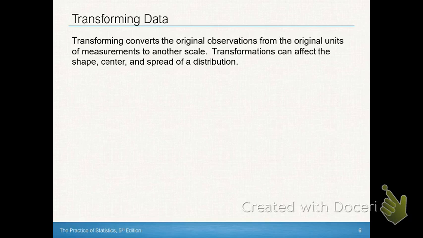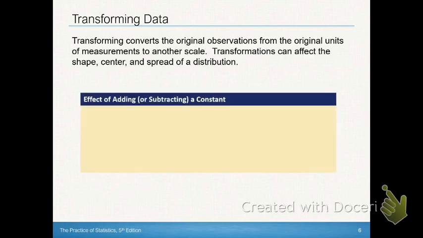Or maybe you used the wrong units in collecting data, and let's say you wanted to change from inches to feet. So you would take all of the data values in your set that you had measured in inches, and you would divide them all by 12, and that would give you a new set of data. So these are examples of transforming data. And when you transform data, it changes the shape, center, and spread of the distribution.